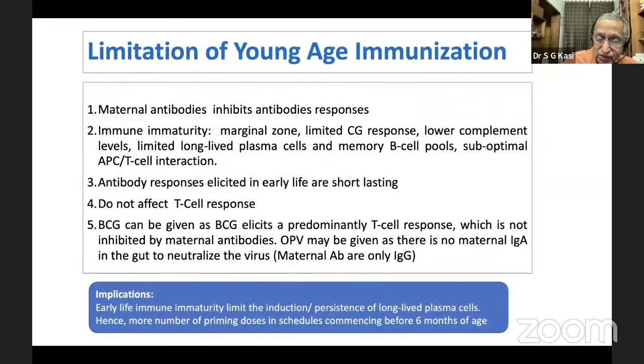So what are the implications? When you give vaccine very early, you require multiple priming doses. So take DPT, take PCV, take HIB. First 6 months, you give 3 priming doses. 6 to 12 months, you give 2 priming doses. Above 1 year, only 1 priming dose. Because as the child advances in age, these limitations reduce, the immunological systems become more and more mature and give rise to much better immune response.